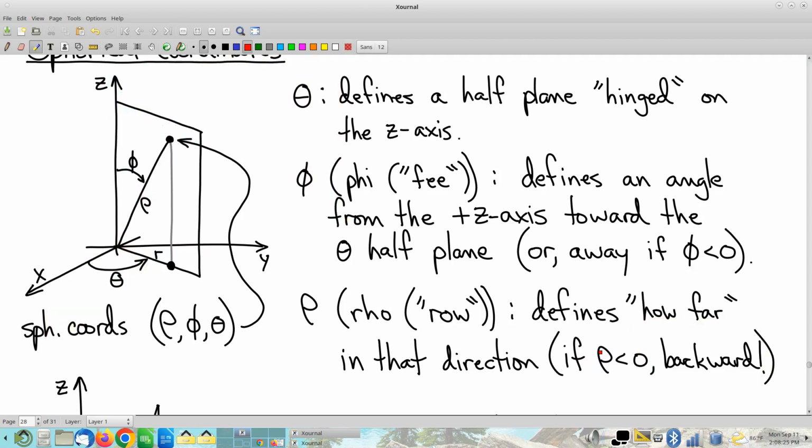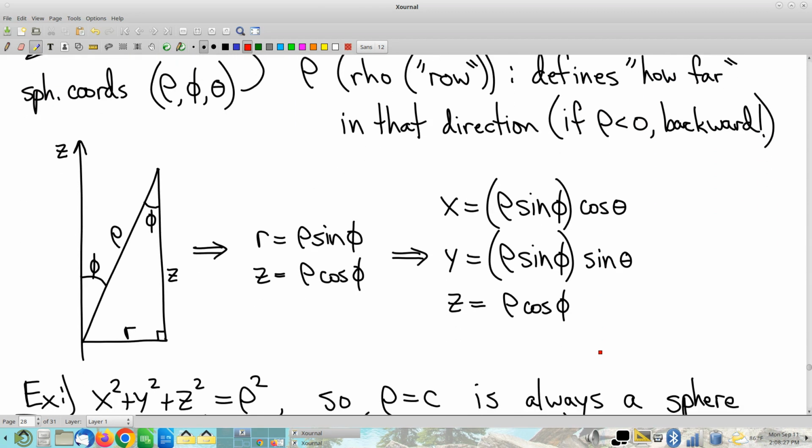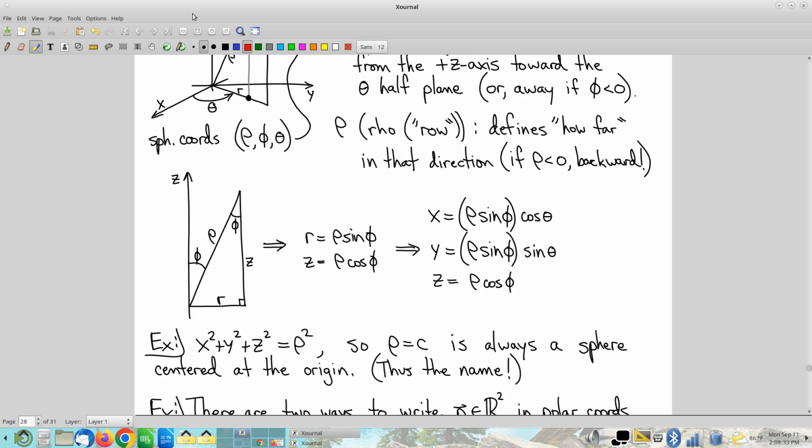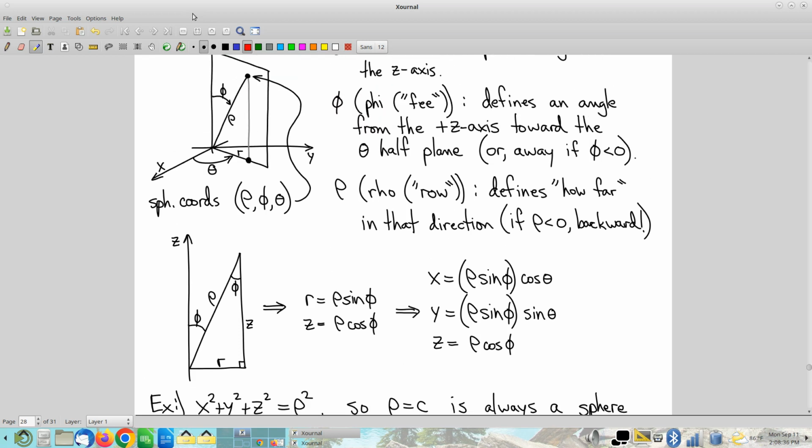Okay, so how do you keep track of these variables? What is the relationship between them and rectangular coordinates? I'm going to zoom out so we can fit all this in.